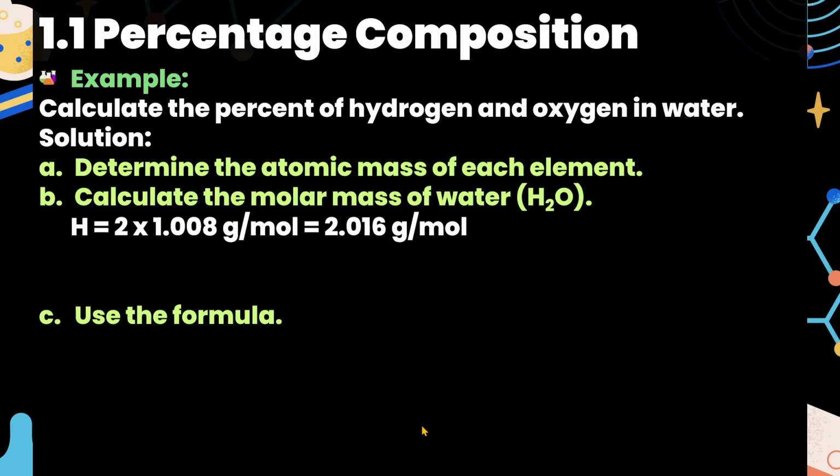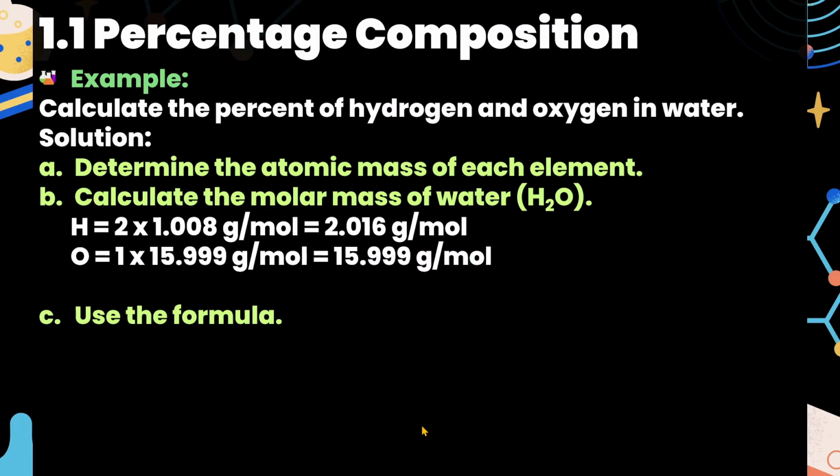So since in your periodic table, the atomic mass of hydrogen is 1.008 gram per mole. In the formula H2O, there are 2 atoms of hydrogen. And so we have to multiply it by 2. So 2 times the atomic mass of hydrogen, 1.008, is 2.016. For oxygen, the atomic mass is 15.999. And since there's only 1 oxygen atom in water, we'll just have to multiply it by 1. So we'll get the same number.